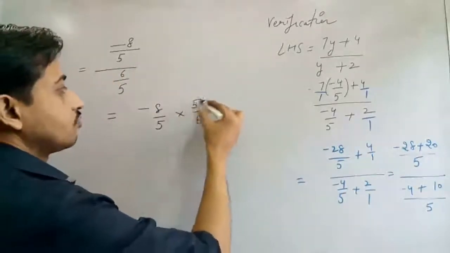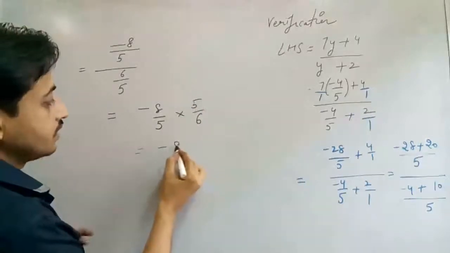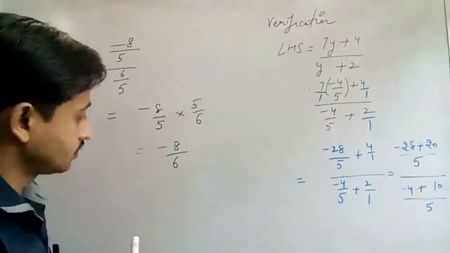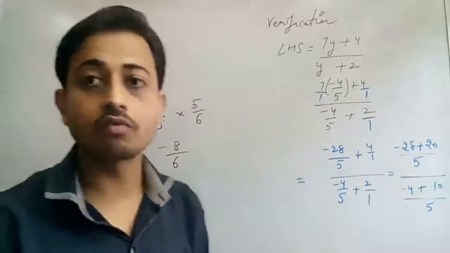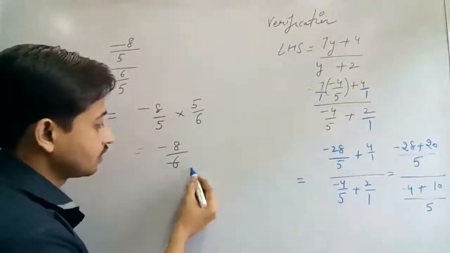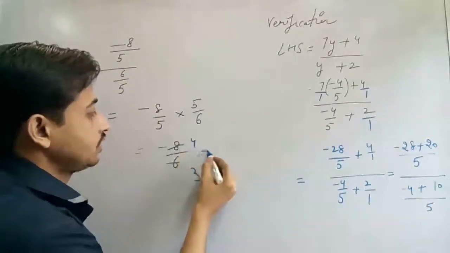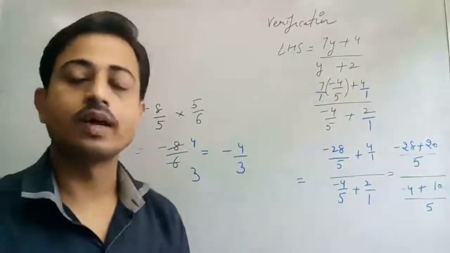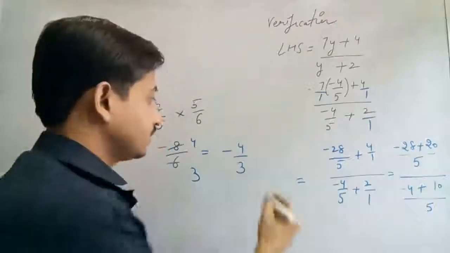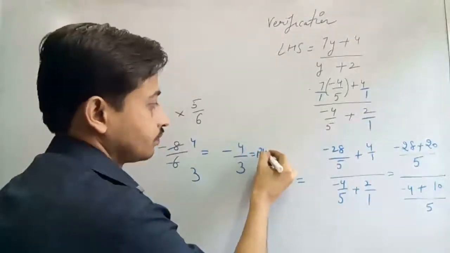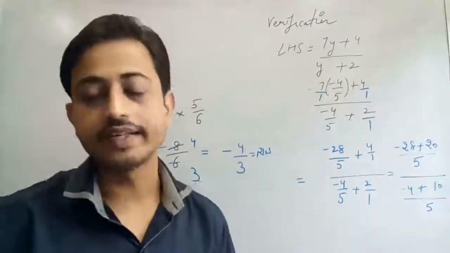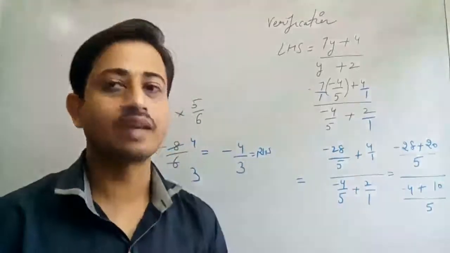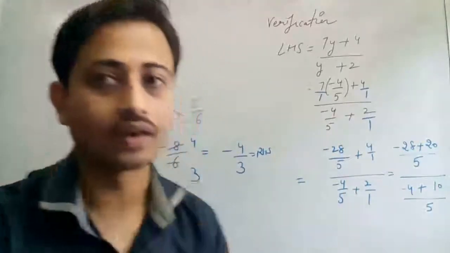Now cut it. 5 is cut with 5. We get minus 8 by 6. It cuts in the table of 2. 2 3s are 6, 2 4s are 8. So we get minus 4 by 3. So minus 4 by 3 is your right hand side. Do check it, so we have verified. Please make a note or take a screenshot.